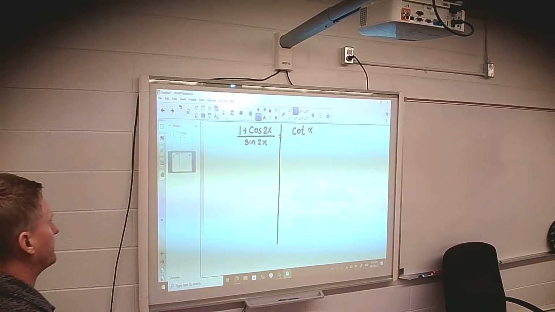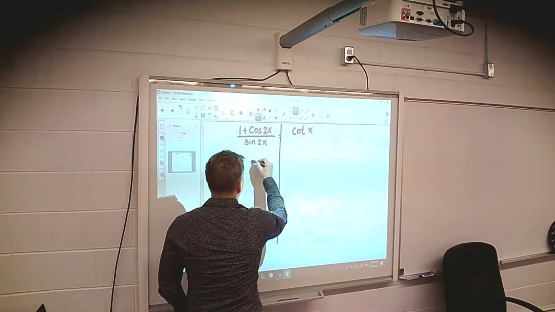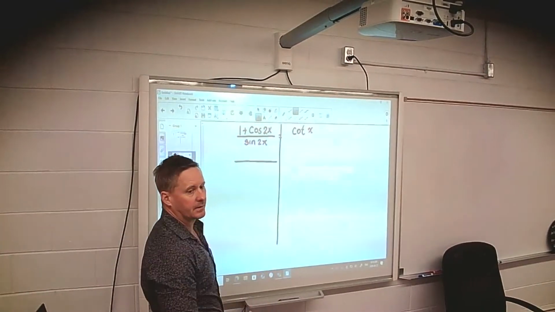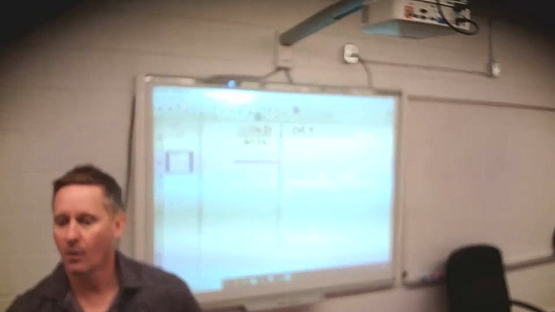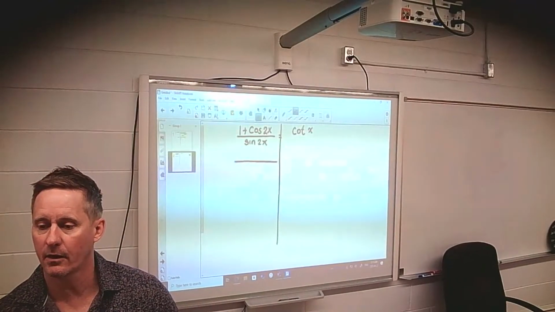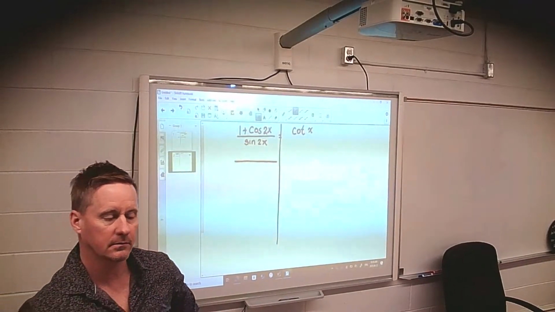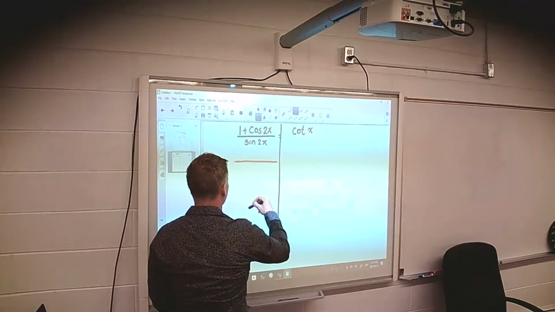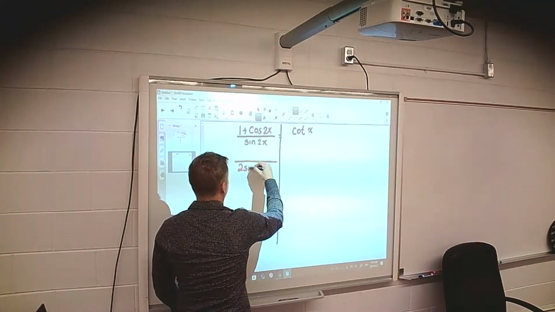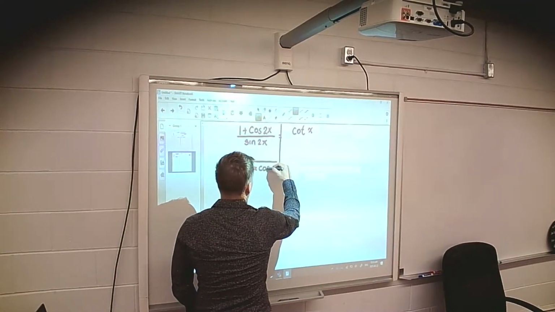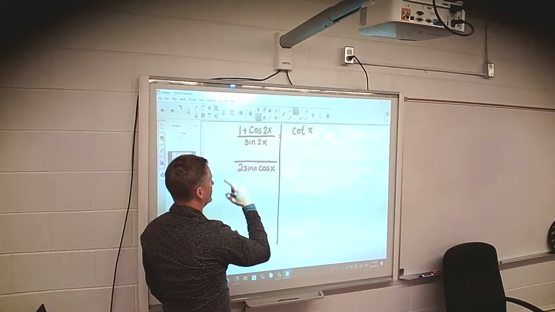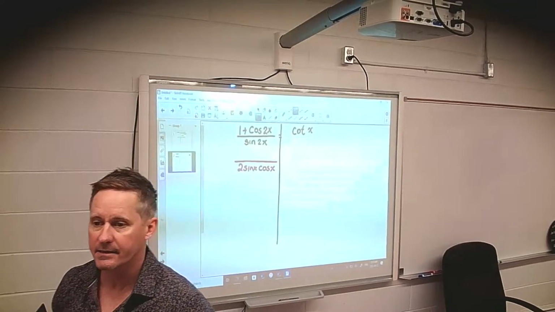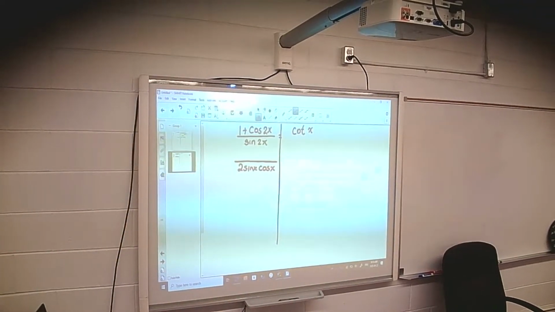So the first step that I do here is work with the bottom one, because sine 2x only has one identity attached to it. What does sine 2x equal? 2 sine x cos x. I've now converted sine 2x to a single angle.